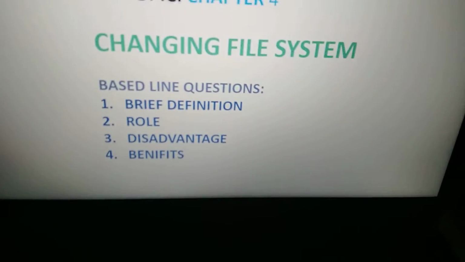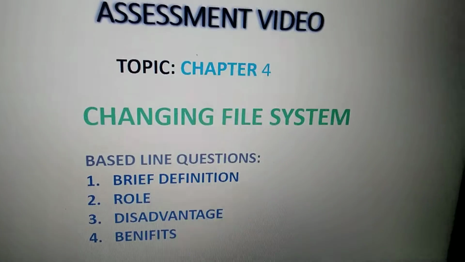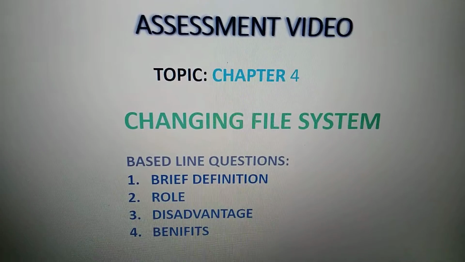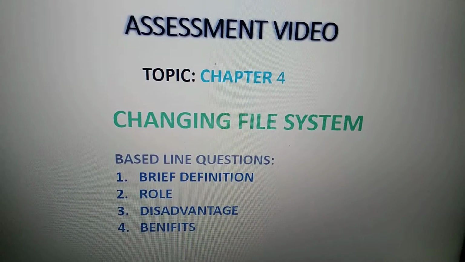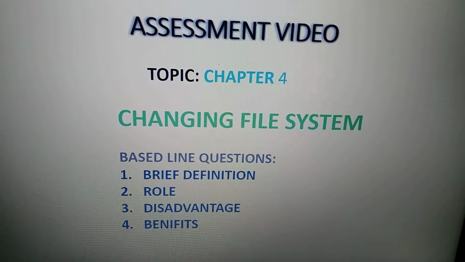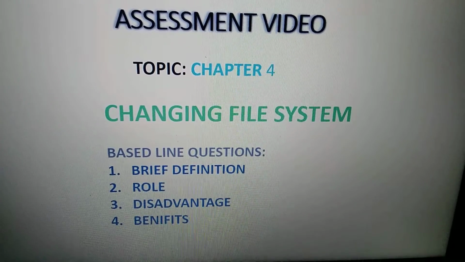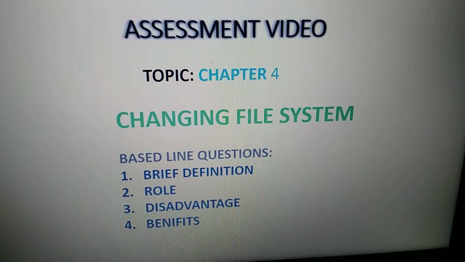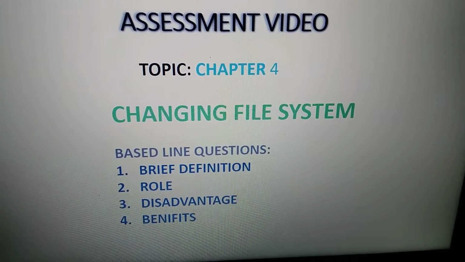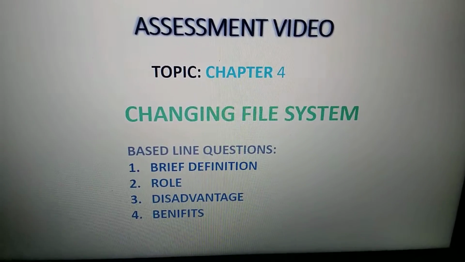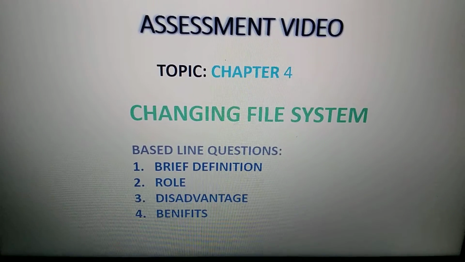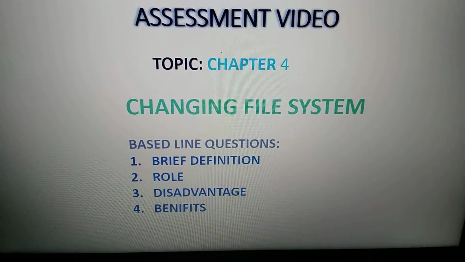This is MD Tech. This tutorial will show you how to change a file system. But before we go down the steps, I will give you a brief definition, role, disadvantages, and the benefits. So a file system is used to define storage devices and control how data is stored and retrieved. It consists of three parts, including file system interface, software collection, and objects and attributes.